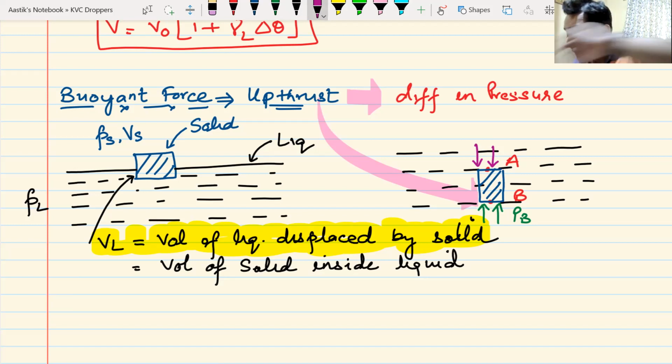Let us keep it at that. This is because of difference in pressure. So because of difference in pressure, the liquid will exert an upward force. That force is known as buoyant force. Do we understand this?